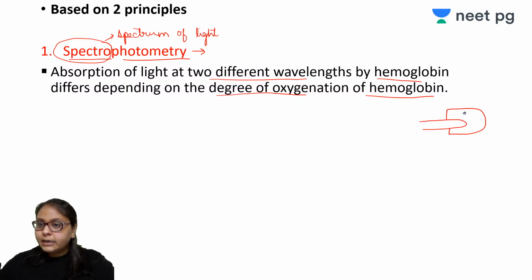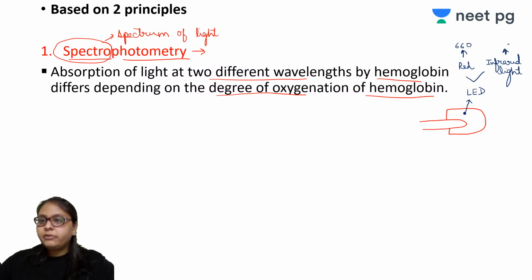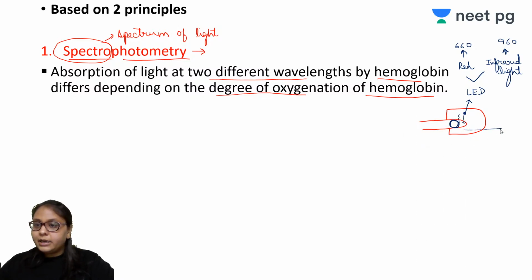Now there is a light emitting diode here, which is emitting light of two different wavelengths, one red light and one infrared light. The wavelength of red light is around 660 and the wavelength of infrared is around 960. So when this is emitting the light, depending upon what type of hemoglobin, oxygenated or deoxygenated, is present, it will absorb the light, and that will be detected by a photo detector which is present here.